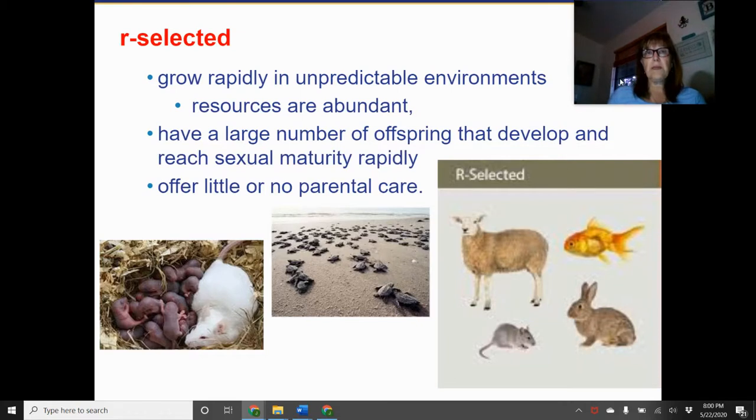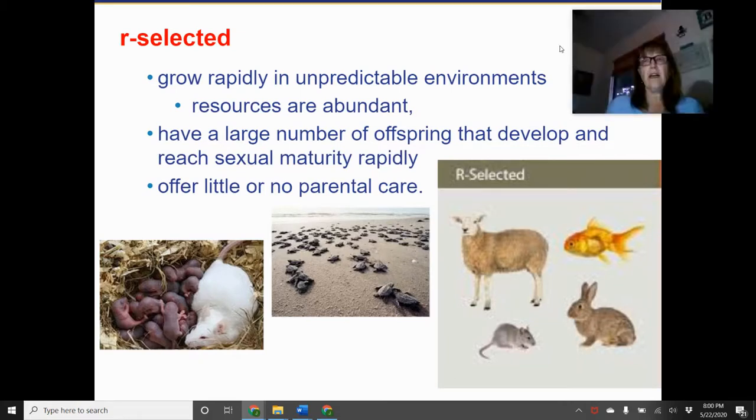So R-selected species are those where individuals grow rapidly in unpredictable environments when resources are abundant. So mice, for example, if there is plenty of food available for mice to reproduce and for their babies to survive, they will have a large number of offspring that develop and reach sexual maturity, which means that they are going to reproduce because their reproduction age is very young. Their gestation period is very, very short.